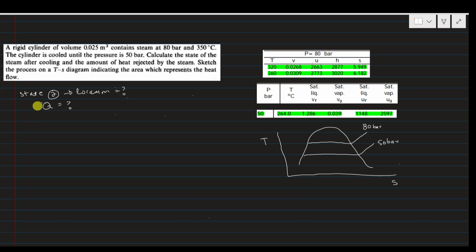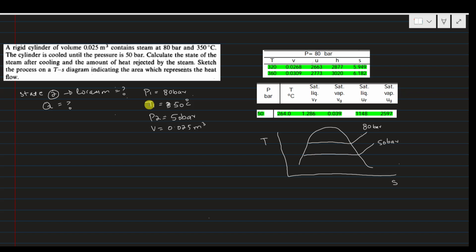Now the data given in the statement is the pressure P1, that is 80 bar, and temperature T1, that is 350 centigrade. After cooling, the pressure P2 given is 50 bar. The next thing we need to find is the specific volume, and we also have the volume of the cylinder, that is 0.025 meter cube.